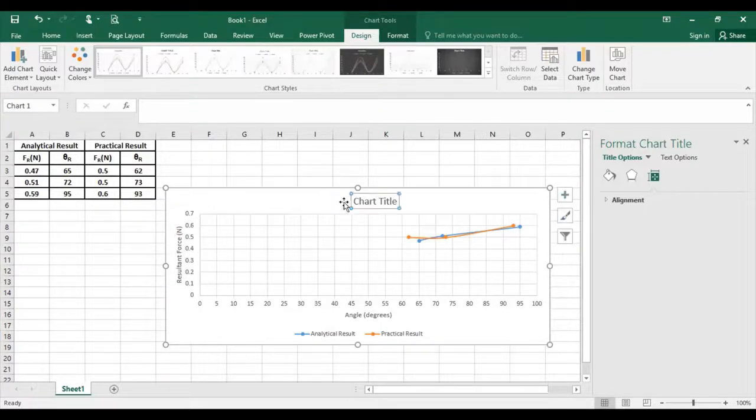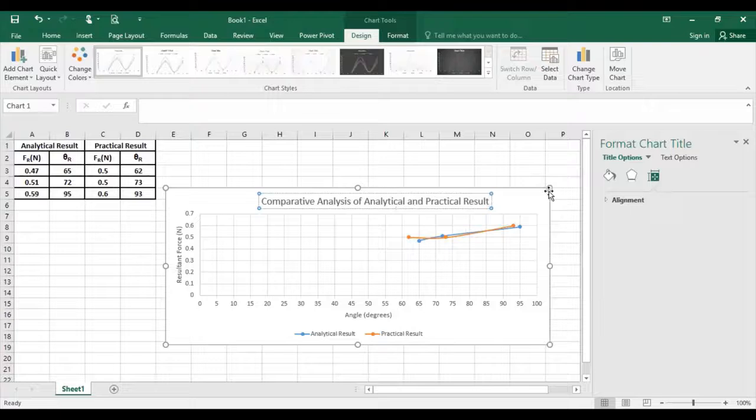Hopefully it will be easier for you and helpful for you to make the graph of this experiment after watching this video. Comparative analysis. You can give the title: comparative analysis of practical and analytical result. Analytical and practical. It's up to you now how you can represent your data.